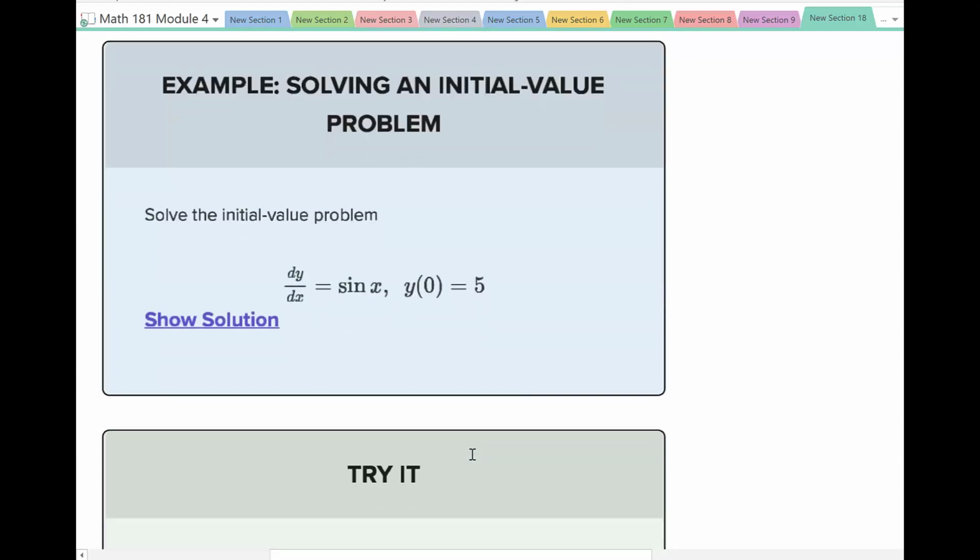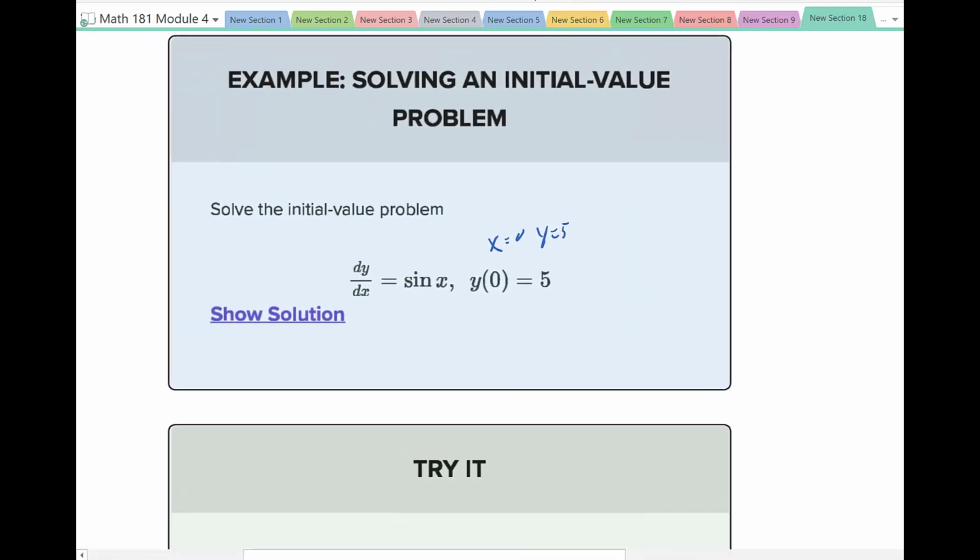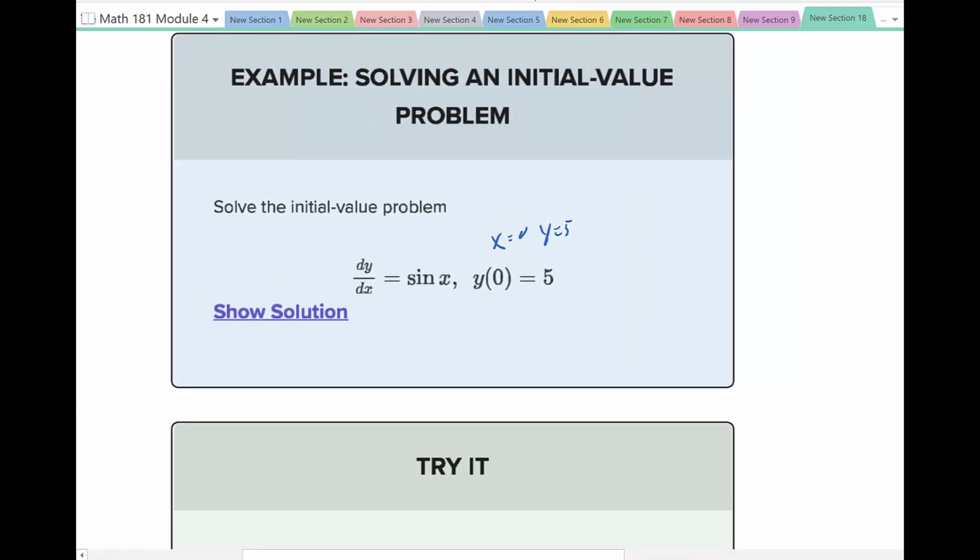So here's our first example. dy/dx equals sine x and y of 0 equals 5. So that means we're going to say when x equals 0, y equals 5. We can plug that in to get what the c would be. I'll just rewrite this. This notation can be a little confusing for people. This just means the derivative of y is sine x, which means then y would have been the integral of sine x dx. And as we talked about in the last section, that is negative cosine of x plus c.